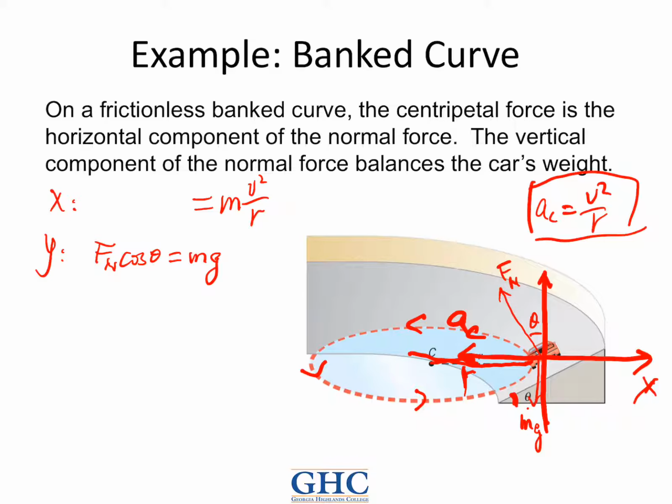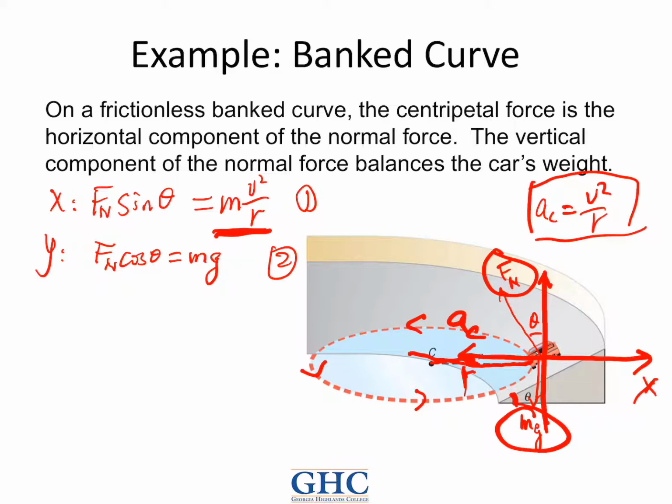Now, where is that force coming from? There are only two forces acting on the car, normal force and mg. And mg doesn't have an x component, only Fn has an x component. The x component of Fn should be Fn sine theta. That gives you the net force on the car in the x direction, and it should equal mv squared over r because the car is doing uniform circular motion.